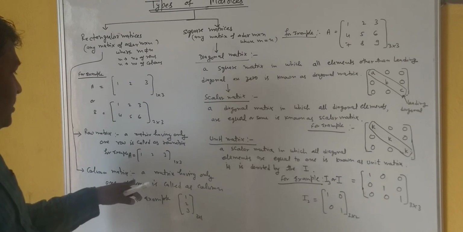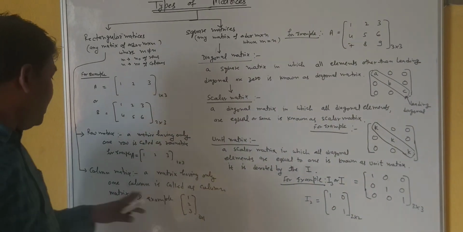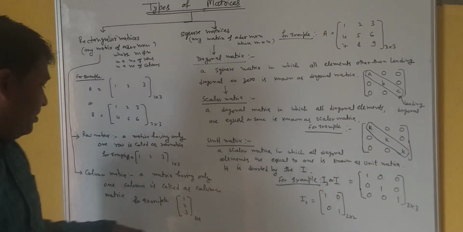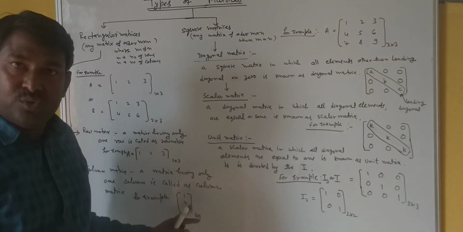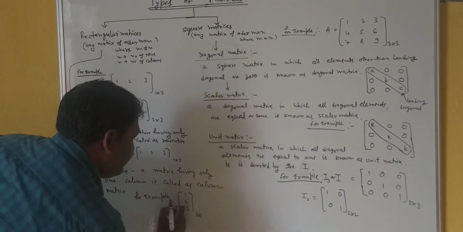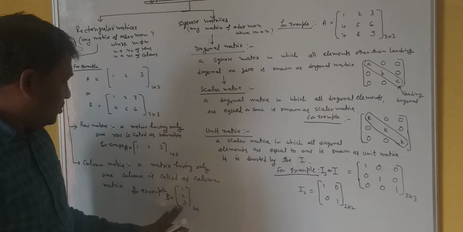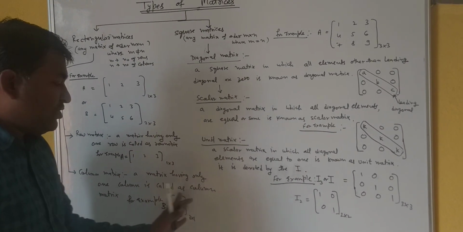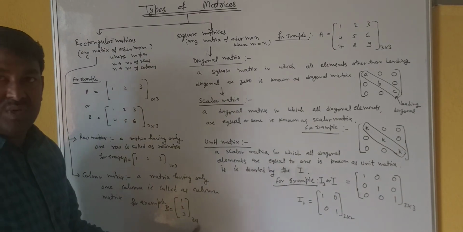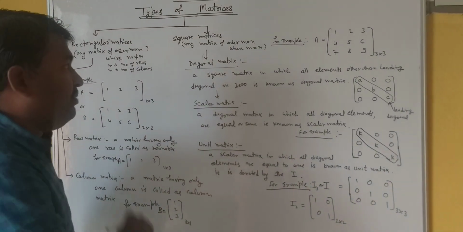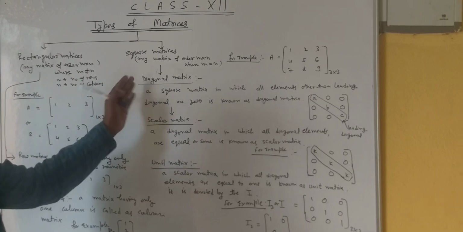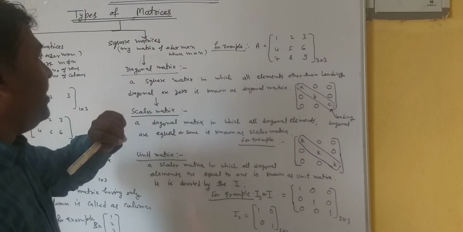Now the column matrix. A matrix having only one column is called a column matrix. For example, if B is a matrix having elements 1, 2, 3 written in a column, there is only one column and 3 rows, having order 3 by 1, which is an example of a column matrix. Now come to the different types of square matrix.